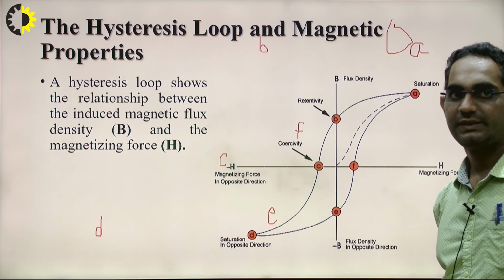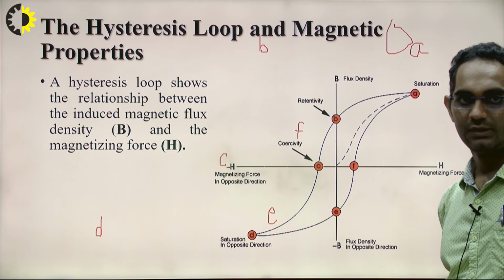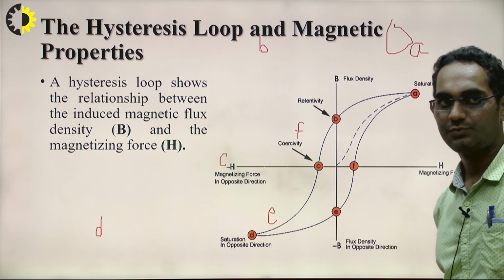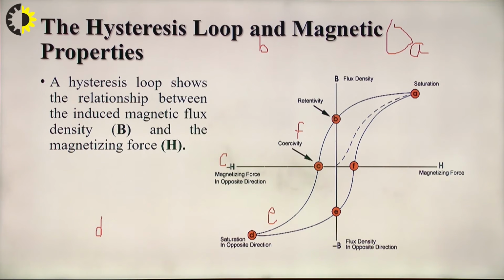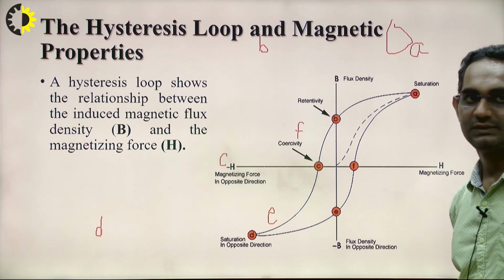Next is the hysteresis loop. What does it show? The hysteresis loop shows the relationship between the induced magnetic flux density B and the magnetizing force.